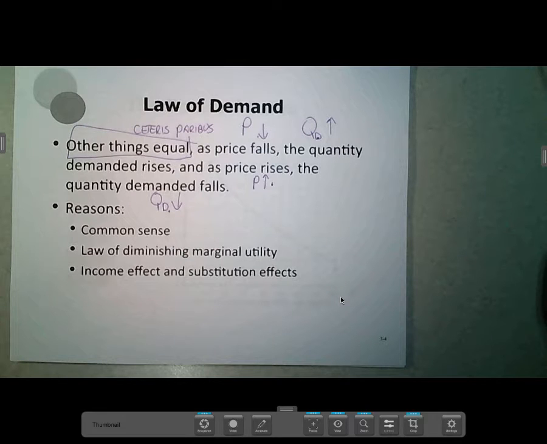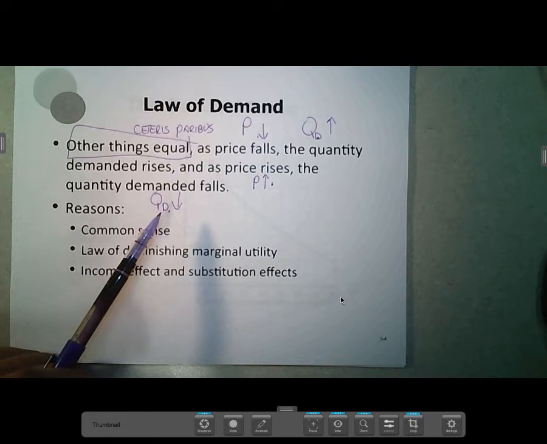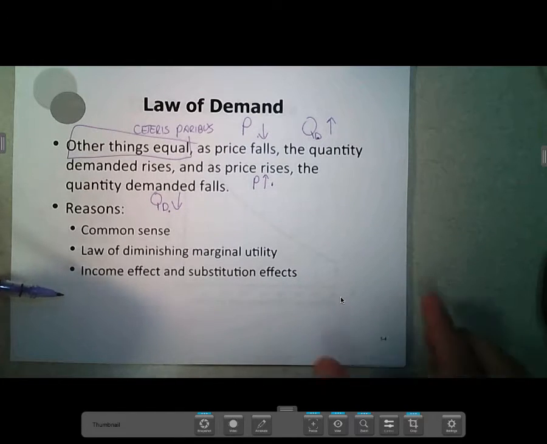But the idea here is that when things are cheaper, we tend to buy more of things. And when things are more expensive, we tend to buy less of it in general. So it also gets at this idea of the law of diminishing marginal utility. That as I buy more and more of something, I tend to want something less and less. And it also gets at this idea of the income effect and substitution effects. Effects that we'll get to talk about a little bit later here.